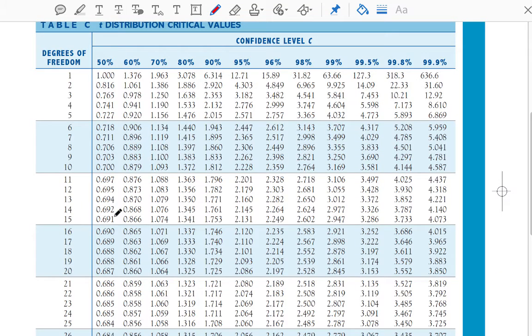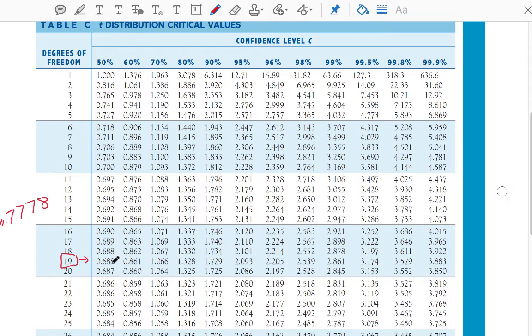Okay, this is the t table. As I told you before, our degrees of freedom is 19. It is here. And our t naught, which is the test statistic, was 0.7778. Now we are looking for this number in this row.